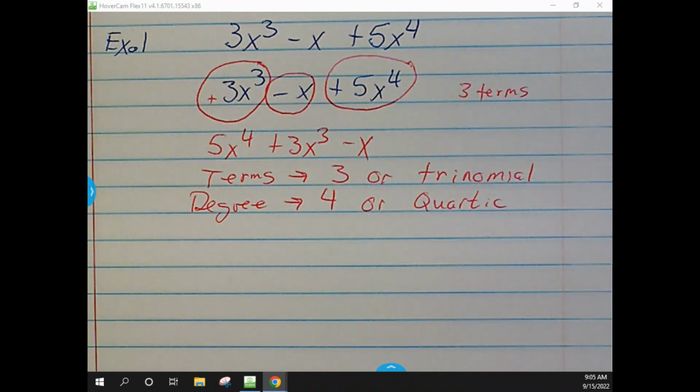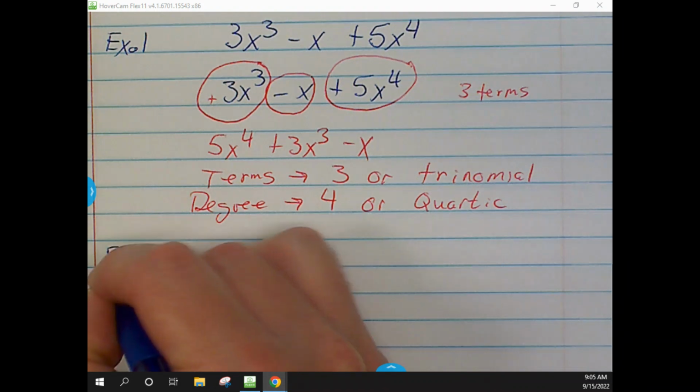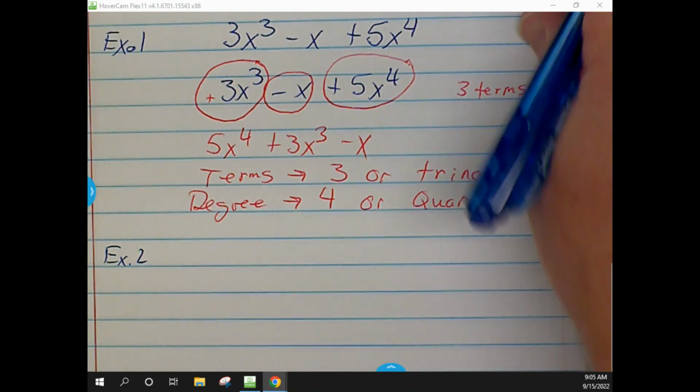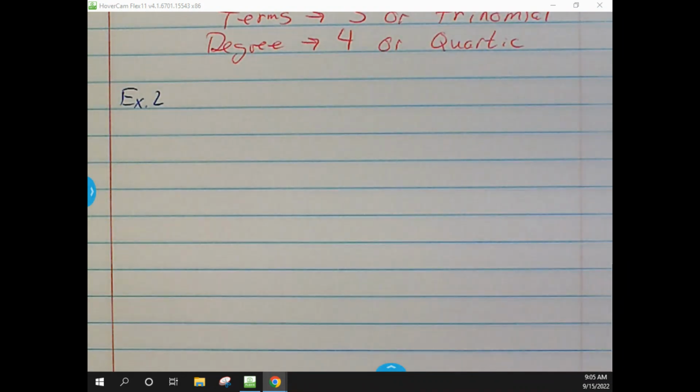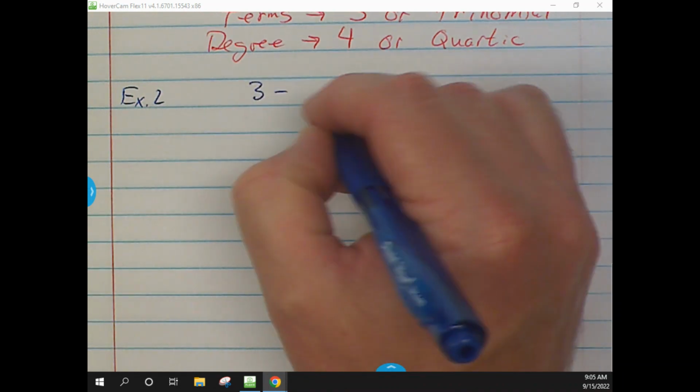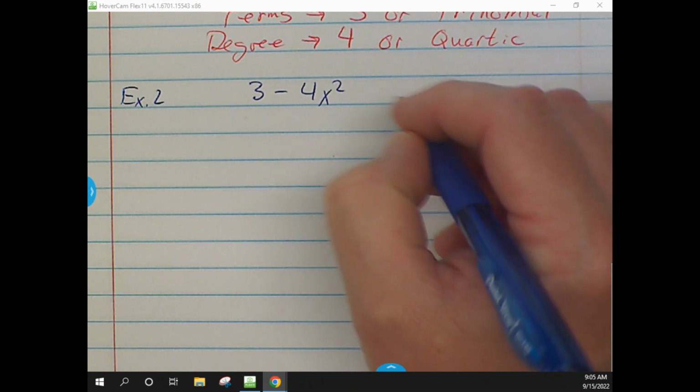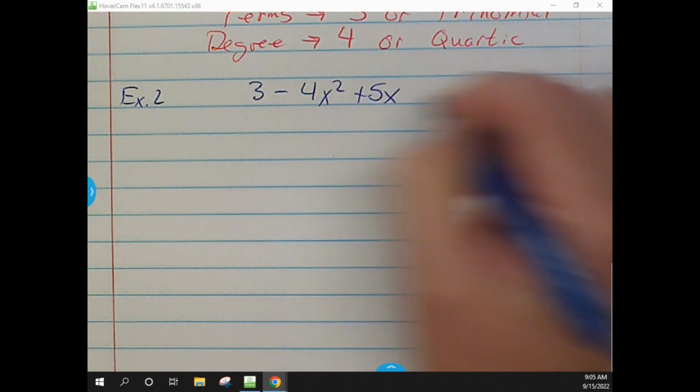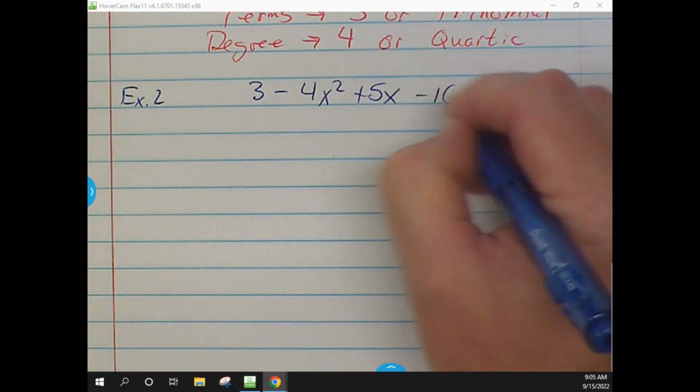Okay. Everybody all right? So far, so good? Yeah, pretty straightforward, right? Nothing really tricky about these for the most part. I'll show you one here in a minute where it might get just a tiny bit tricky, or as tricky as they can make it. All right, so for example 2, let's go with 3 minus 4x squared plus 5x minus 10x to the third.